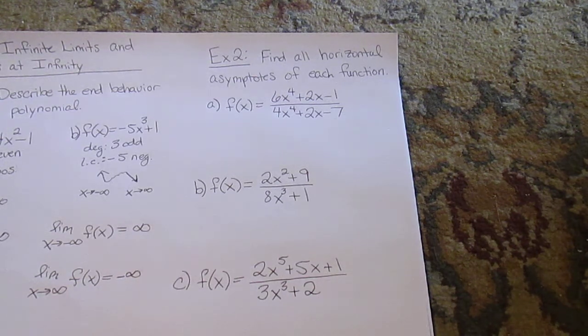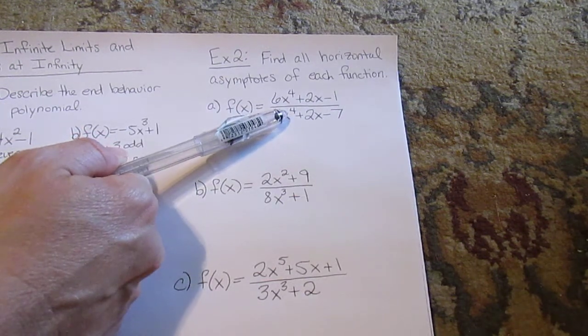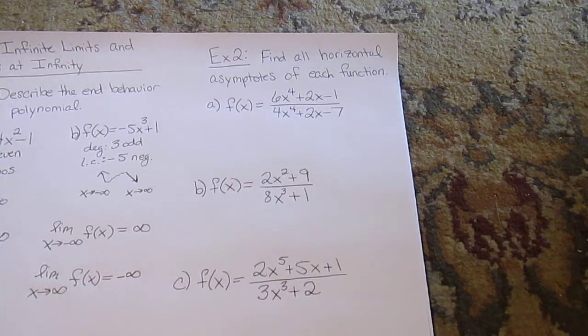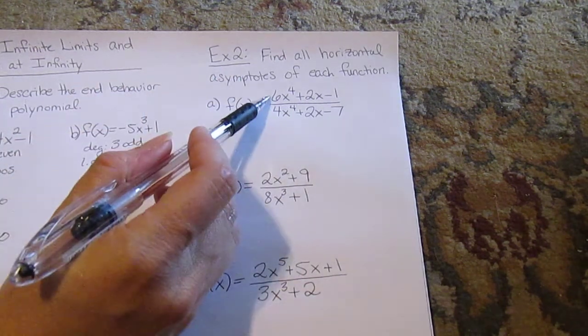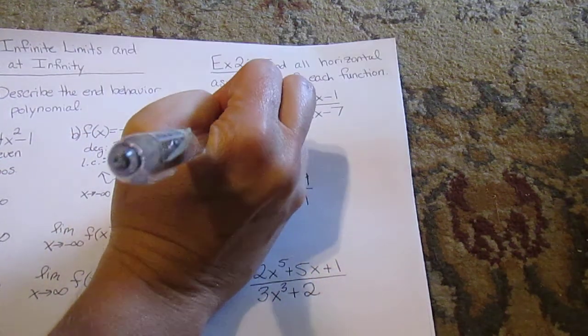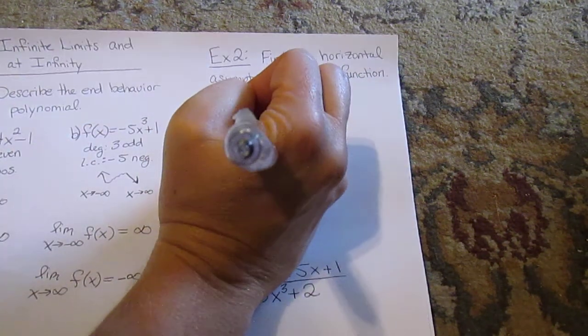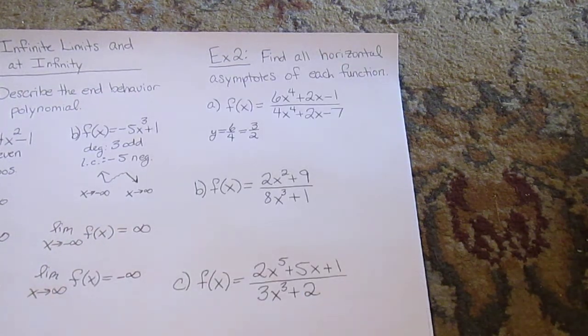Well, remember, you're going to look at the degree of the numerator and the degree of the denominator. So the degree of the numerator is 4, and the degree of the denominator is 4. So you have the same degree on the top and the bottom. Whenever it's the same, remember you use your leading coefficients to tell you your horizontal asymptote. So 6/4 is your horizontal asymptote, or more specifically, y equals 6/4. And of course we can reduce that to 3/2. So y equals 3/2 is your horizontal asymptote.